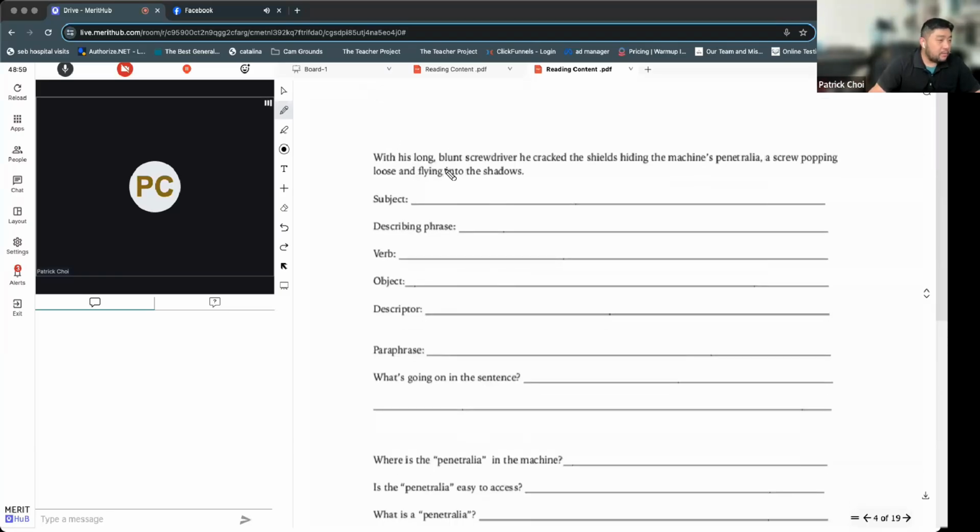And then, with his long, blunt screwdriver, he cracked the shield, hiding the machine's ventrilia, a screw popping loose and flying into the shadows.